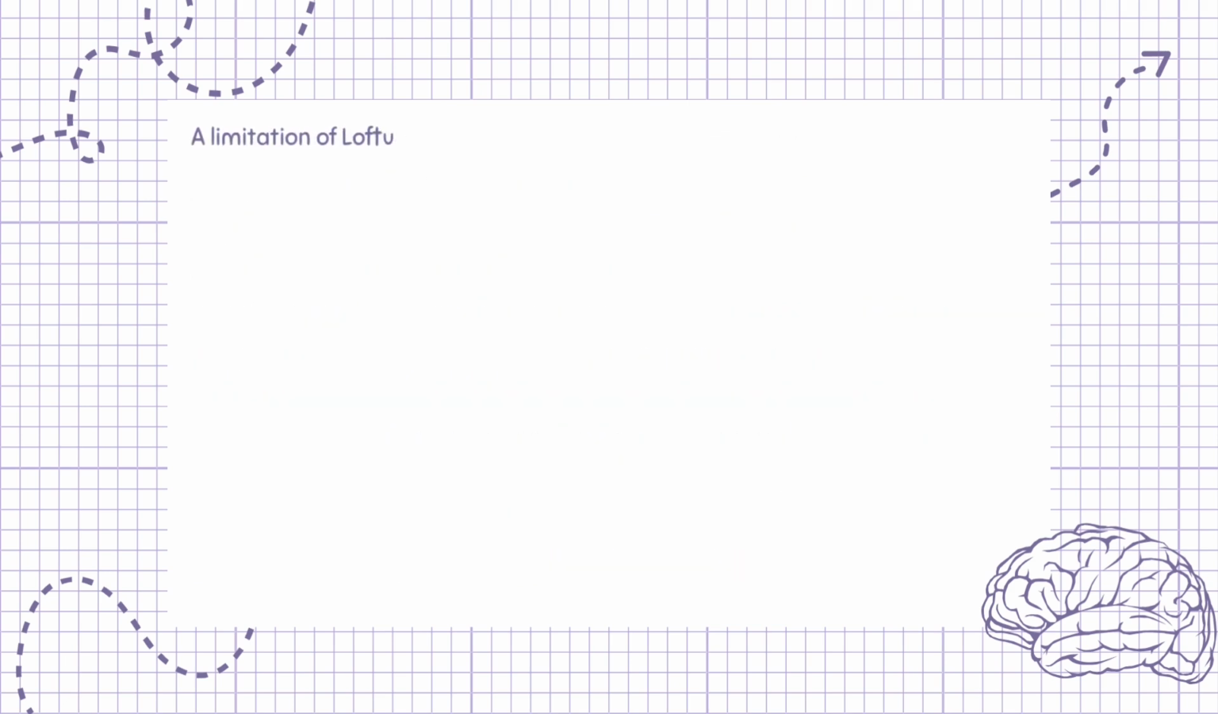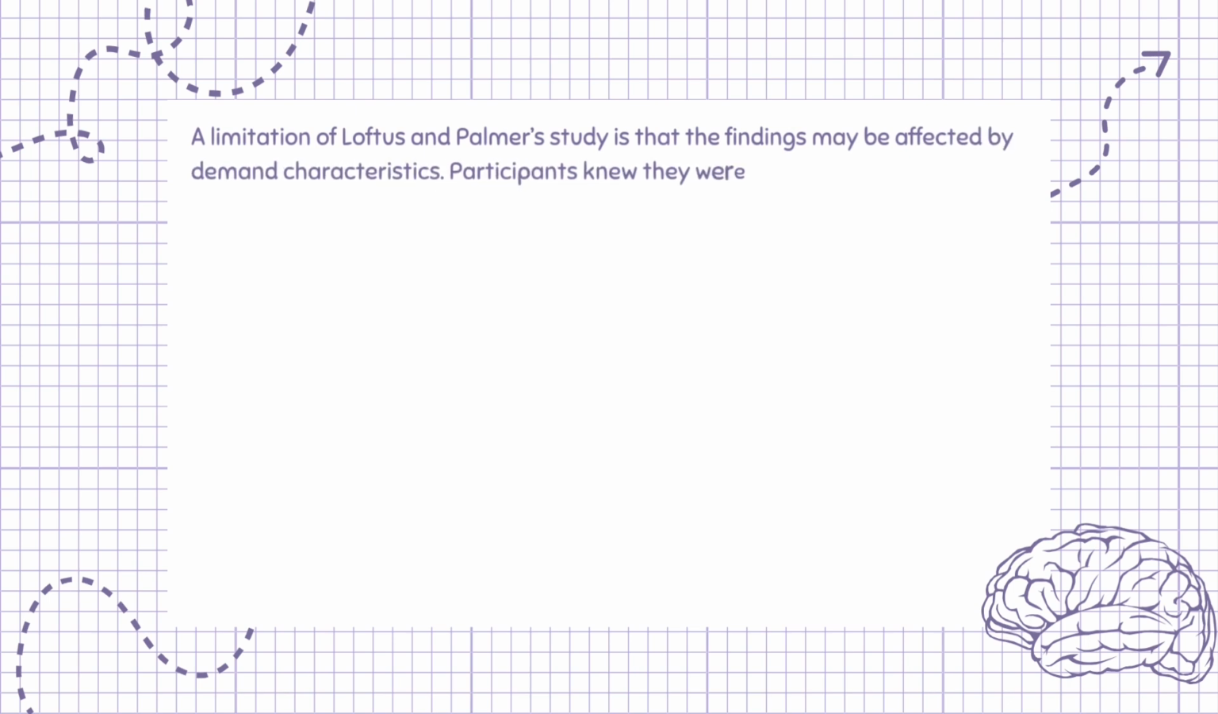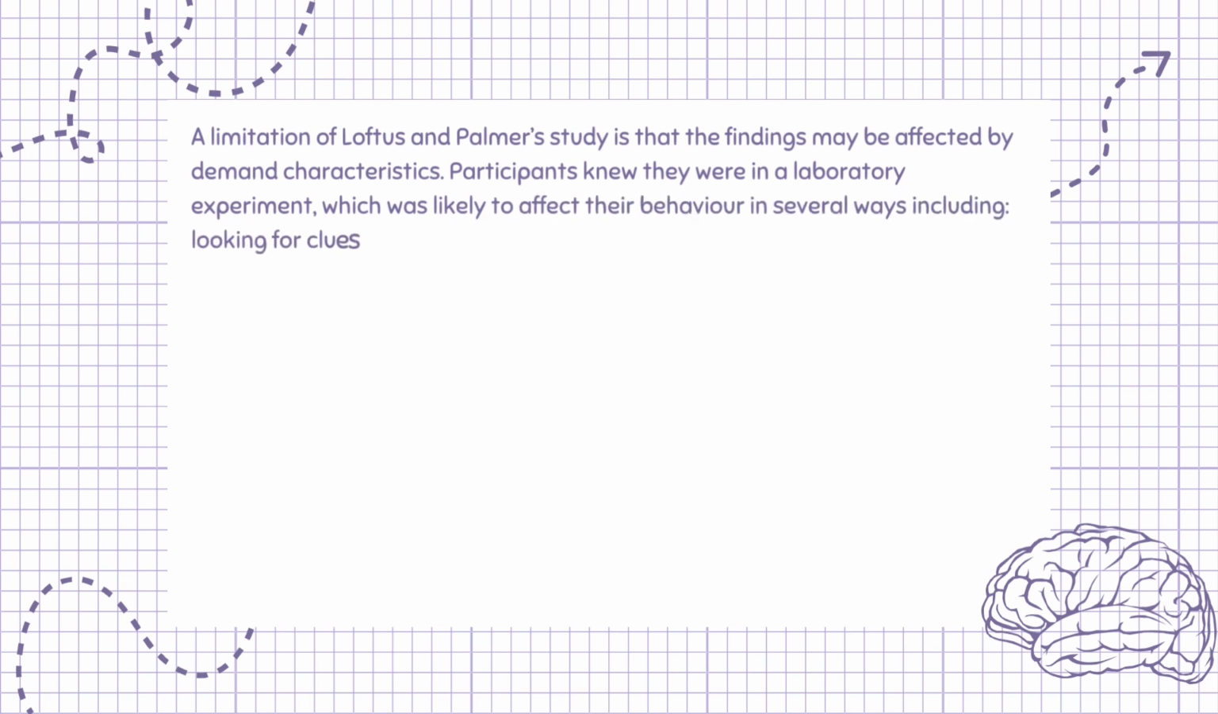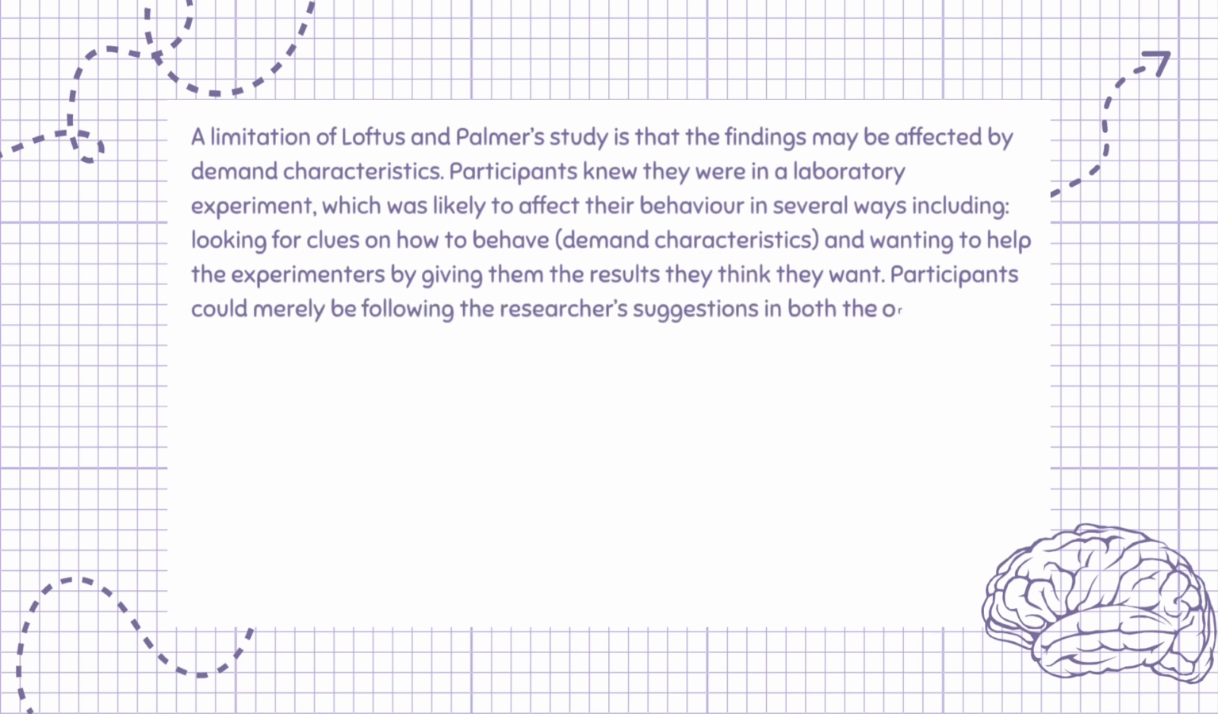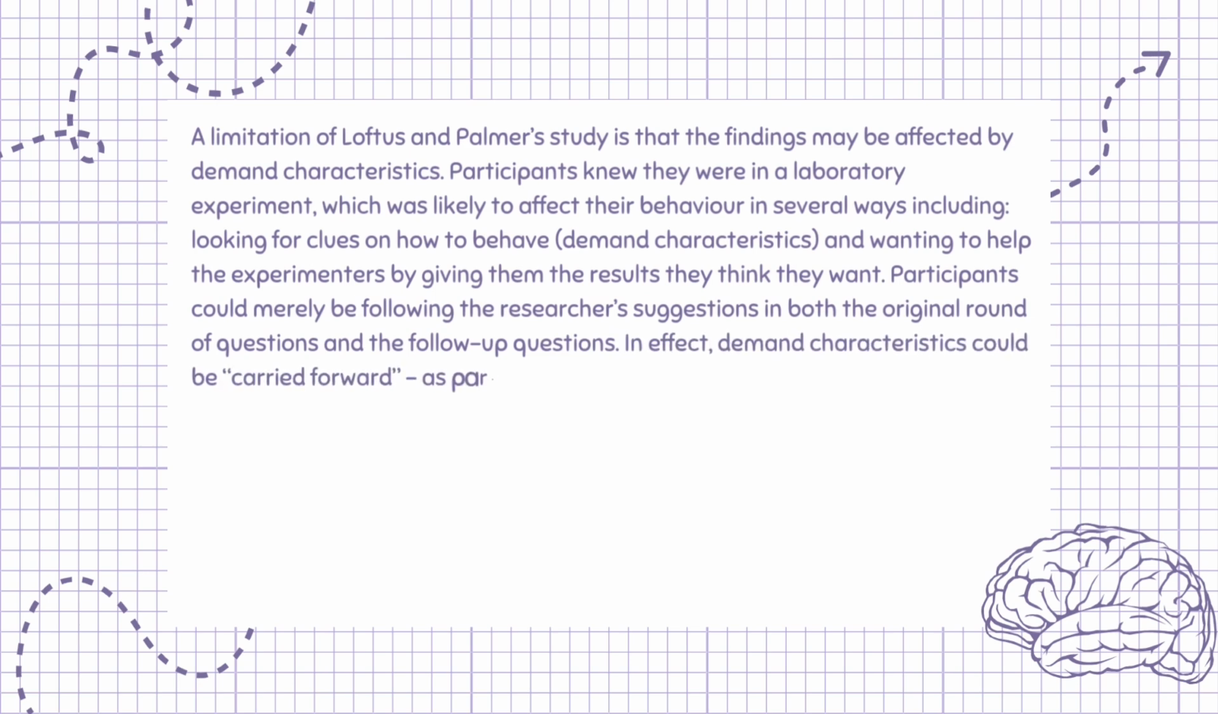A limitation of Loftus and Palmer's study is that the findings may be affected by demand characteristics. Participants knew they were in a laboratory experiment, which was likely to affect their behavior in several ways, including looking for clues on how to behave, demand characteristics, and wanting to help the experimenters by giving them the results they think they want. Participants could merely be following the researchers' suggestions in both the original round of questions and the follow-up questions. In effect, demand characteristics could be carried forward.